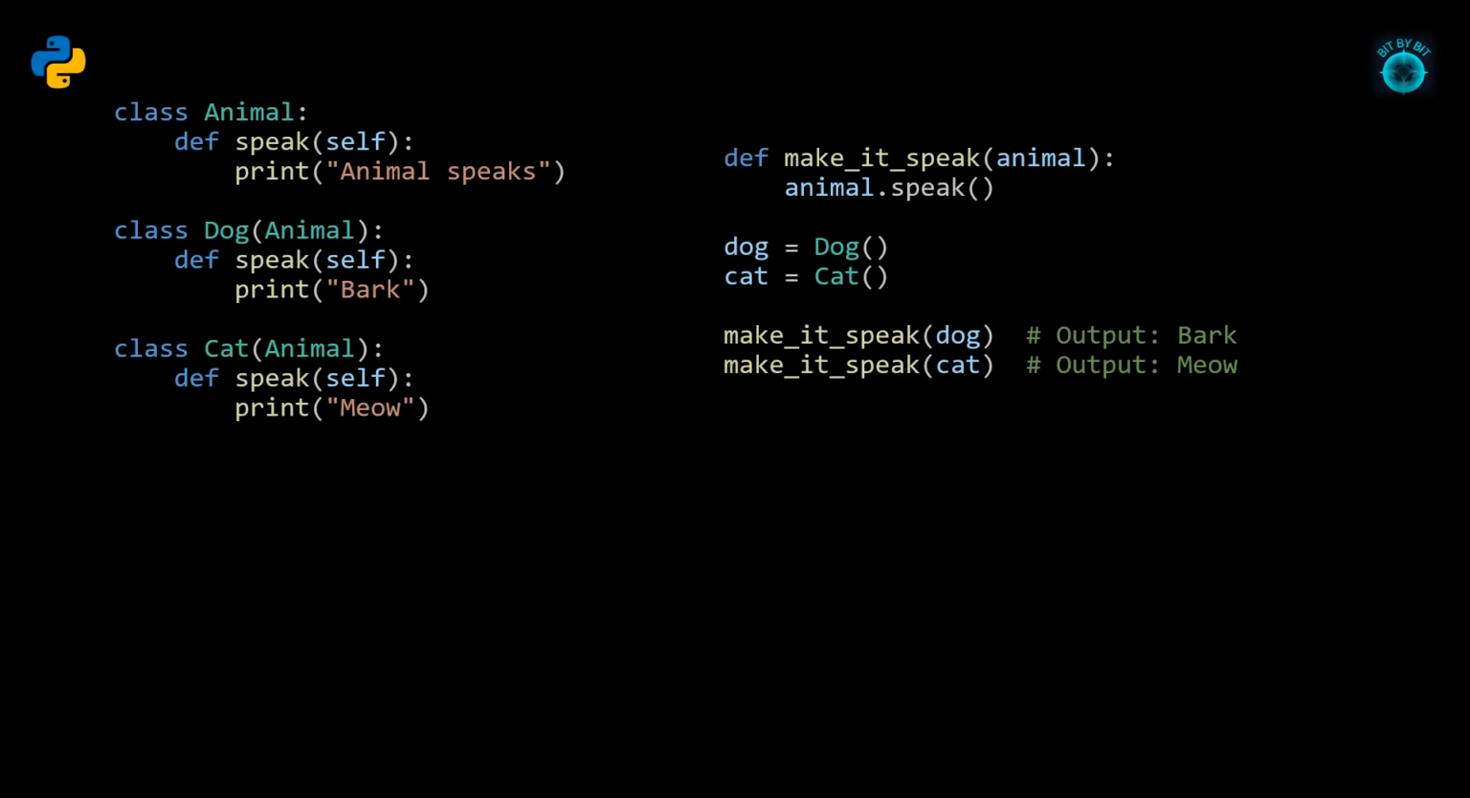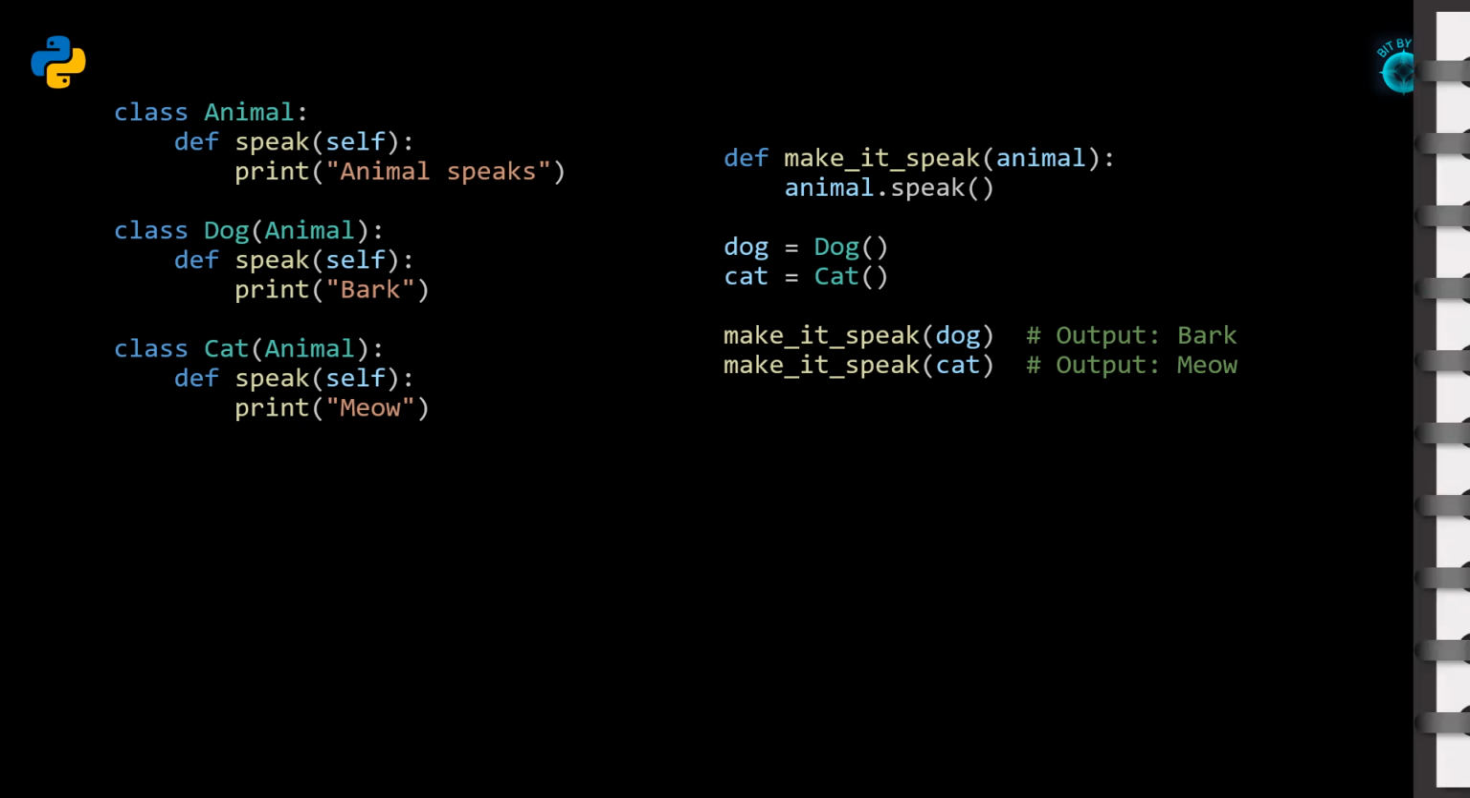First, we define a base class named Animal with a method called speak. Then we create two subclasses, Dog and Cat, that override the speak method to provide their own behavior. We define a function named makeItSpeak that accepts an animal object and calls its speak method. When we pass a dog, it barks. When we pass a cat, it meows. This is polymorphism. The same method call results in different behavior depending on the object.